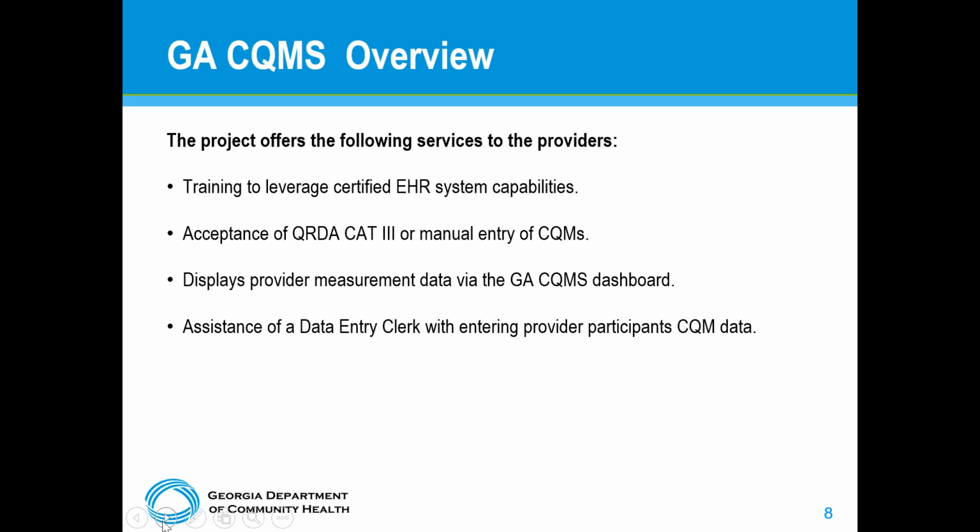That's the QRDA3. That's kind of an intimidating QRDA Cat3, but it's really just the electronic file. You're used to hearing probably 837s or 820s or 834s. Those are really on the claim side of the world, but QRDA Cat3 is just the EDI file or the manual entry of CQMs. We display the data on dashboards. We'll show you a little bit of what that looks like.